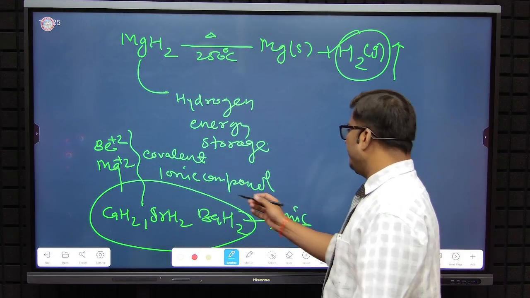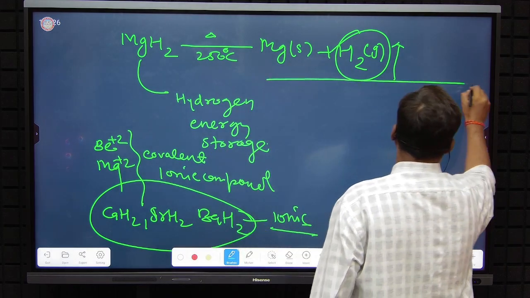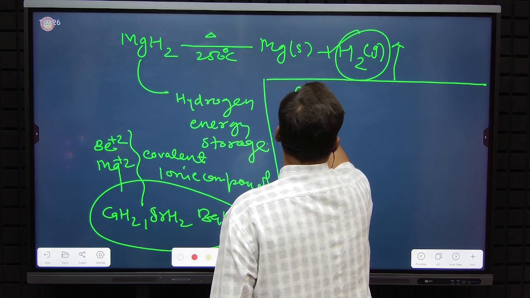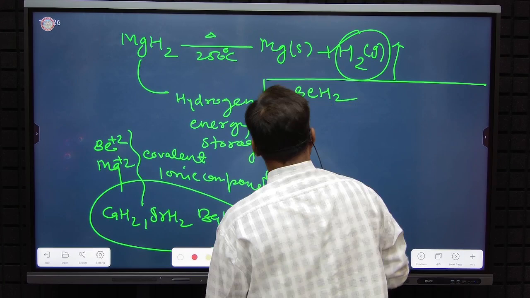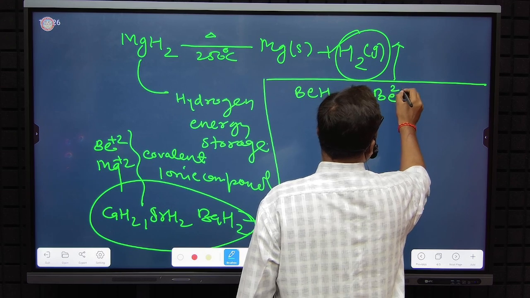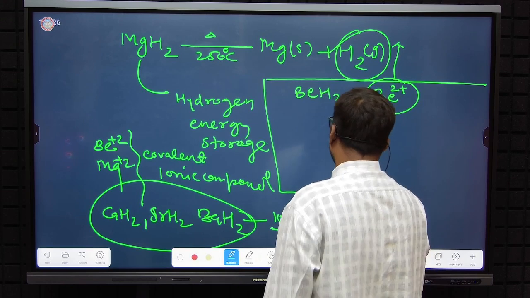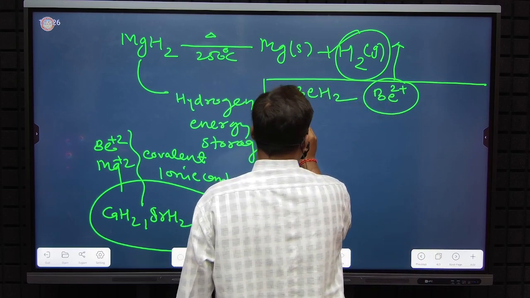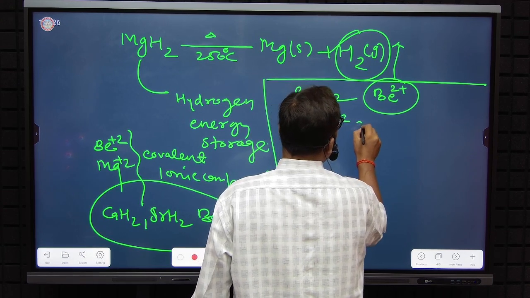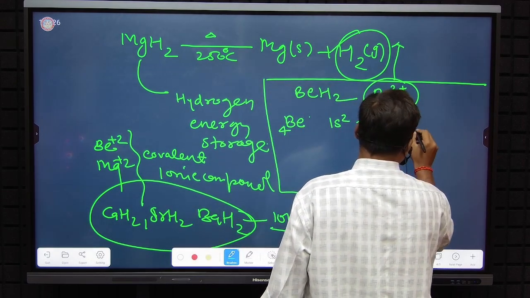And has a linear structure. So what is the structure of beryllium hydride? In the case of beryllium hydride, BeH2, beryllium exists in the +2 oxidation state in this particular species. So what is the electronic configuration of neutral beryllium? That is 1s2, 2s2, and 2p is 0, right?